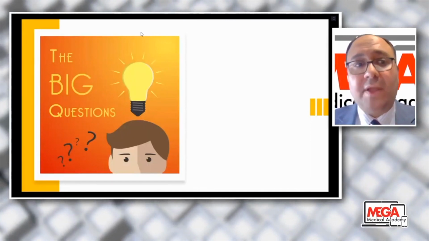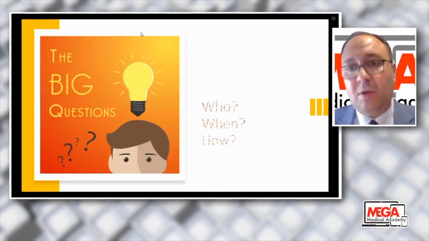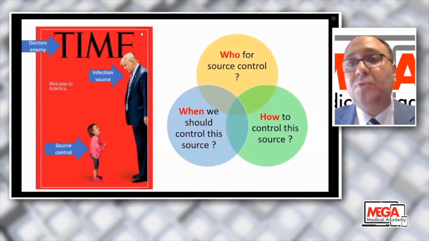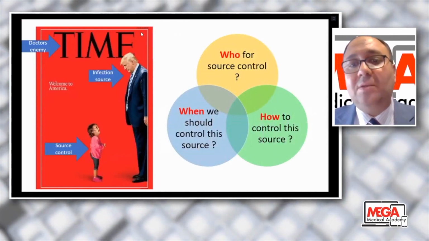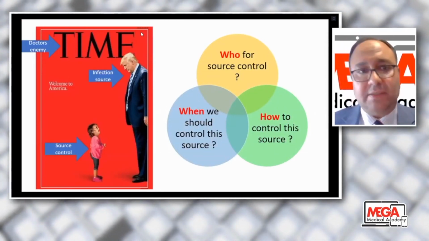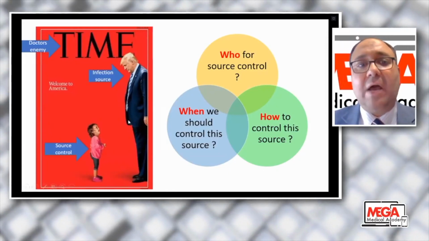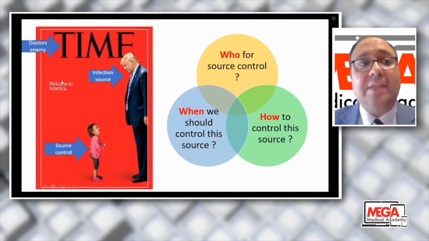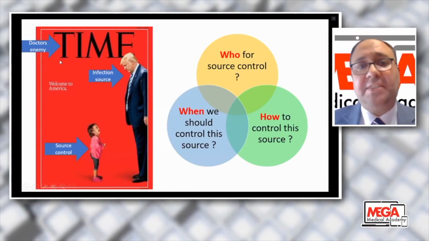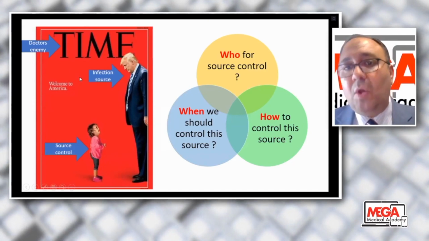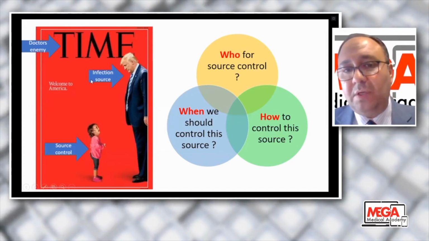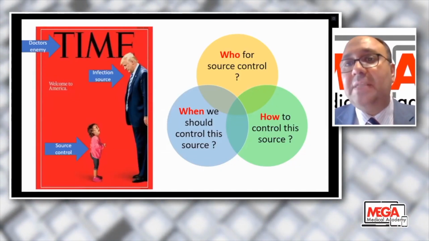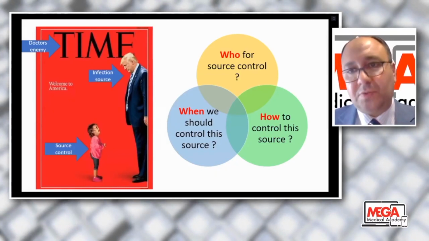Our lecture will focus on the big three questions: who, when, and how. Which patient needs source control, and when and how to control it. If we consider this our paradigm for sepsis, we have a source, we have a weapon, and we have a traditional enemy, which is time. We need to answer: who is the patient candidate for source control? What is our time frame and when should we control it? And what are our tools to control this source?